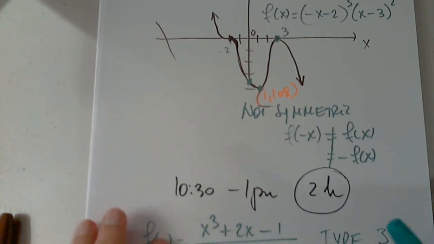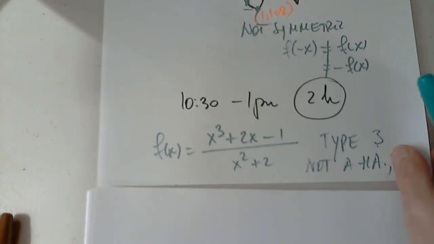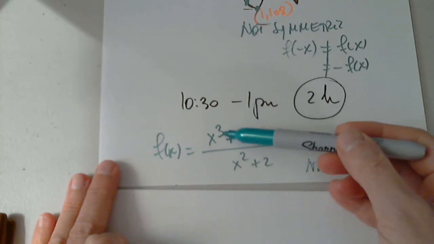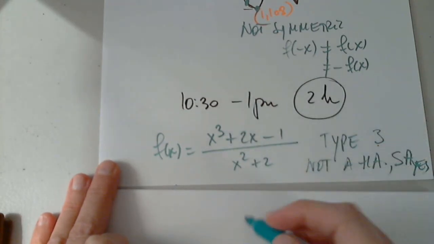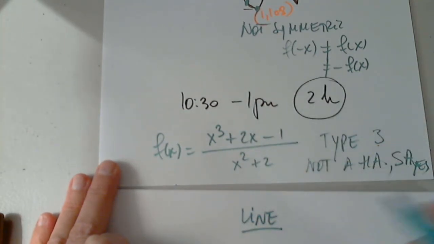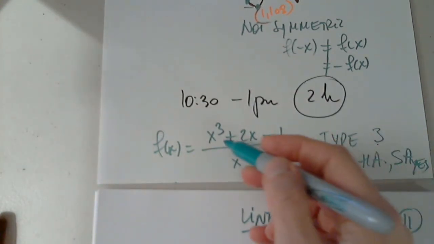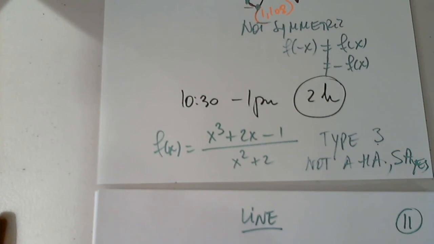You cannot use synthetic division. You have to use long division, and you know the slant asymptote will be a line because when you divide degree 3 by degree 2, you must get a line. So careful because the squared term is missing: 2x plus 2x minus 1, and then x squared plus 2.